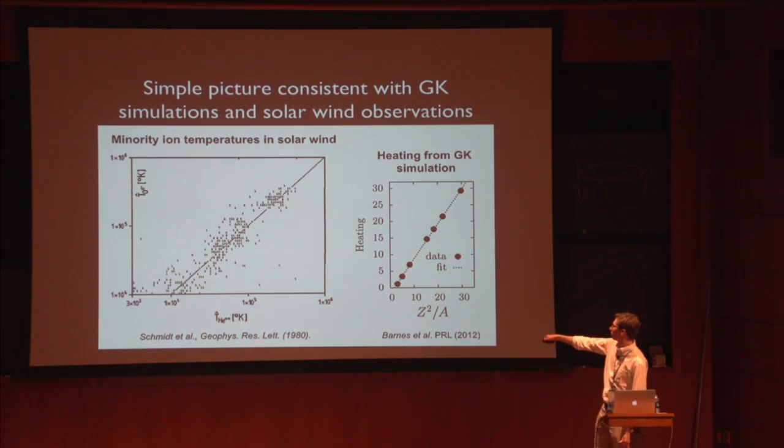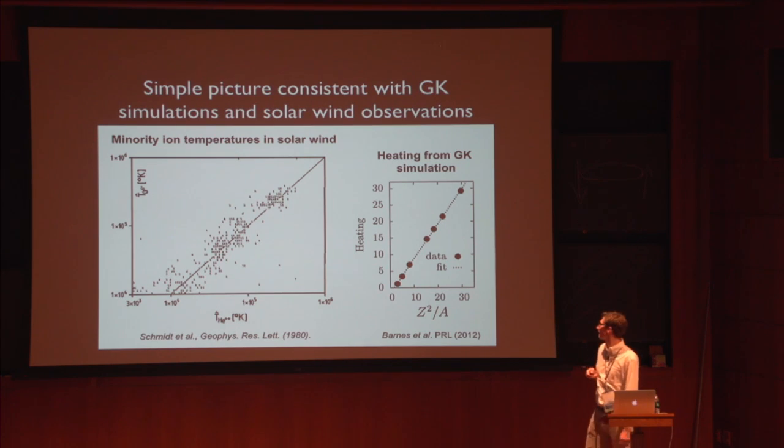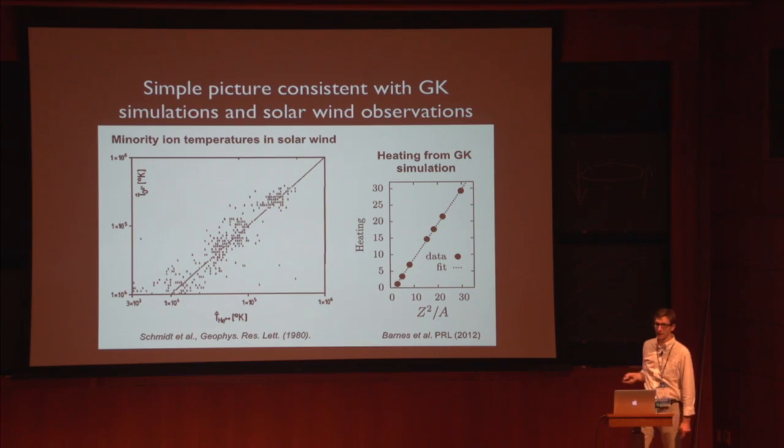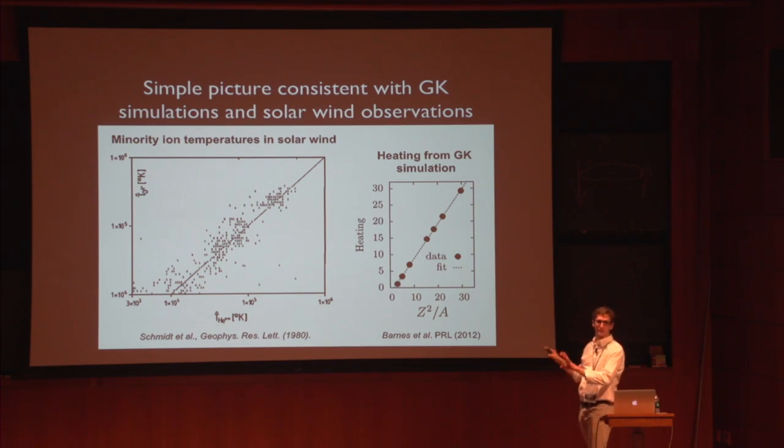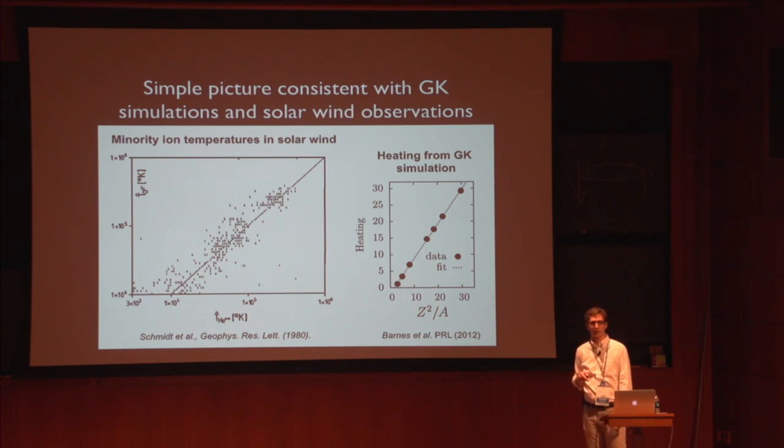So this is showing some old data from the solar wind. What we're looking at here is the temperature normalized to mass for a couple of different ions. This is oxygen 6+ and helium 2+. And so we have temperature proportional to mass. And we can run gyrokinetic simulations now, which include all the physics I've just discussed, and find that the heating is indeed proportional to, it turns out, charge squared over A, which you can predict analytically.